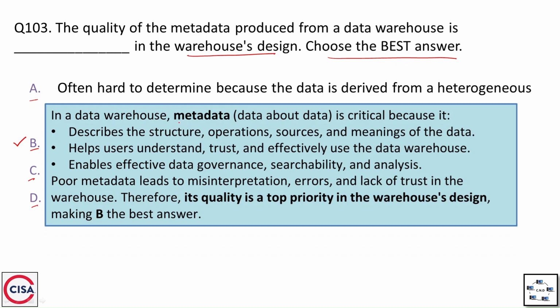So in a data warehouse, metadata, that is data about data, is critical because it describes the structure, operations, sources, and meaning of the data, helps users understand, trust, and effectively use the data warehouse, and enables effective data governance, searchability, and analysis. Poor metadata leads to misinterpretation, errors, and lack of trust in the warehouse. Therefore, its quality is a top priority in the warehouse's design, making B the best answer.